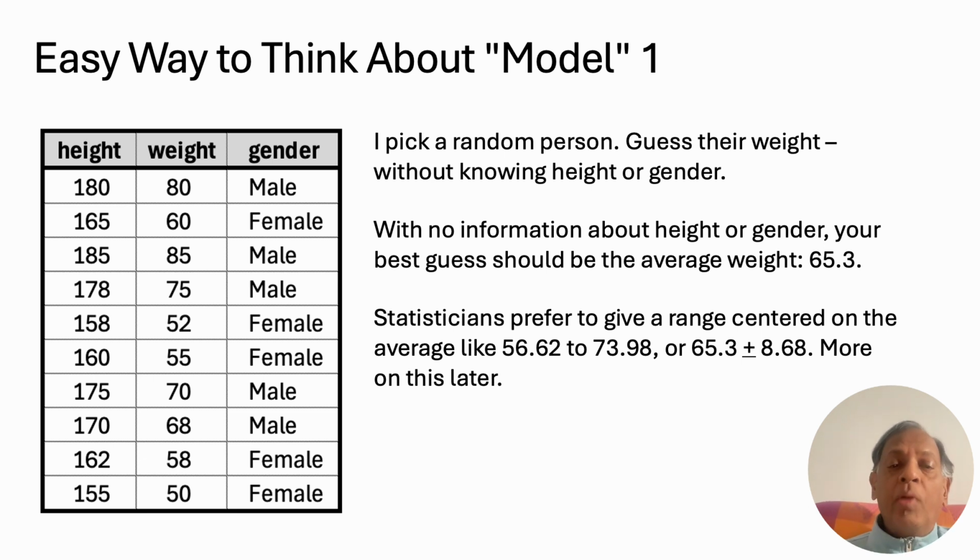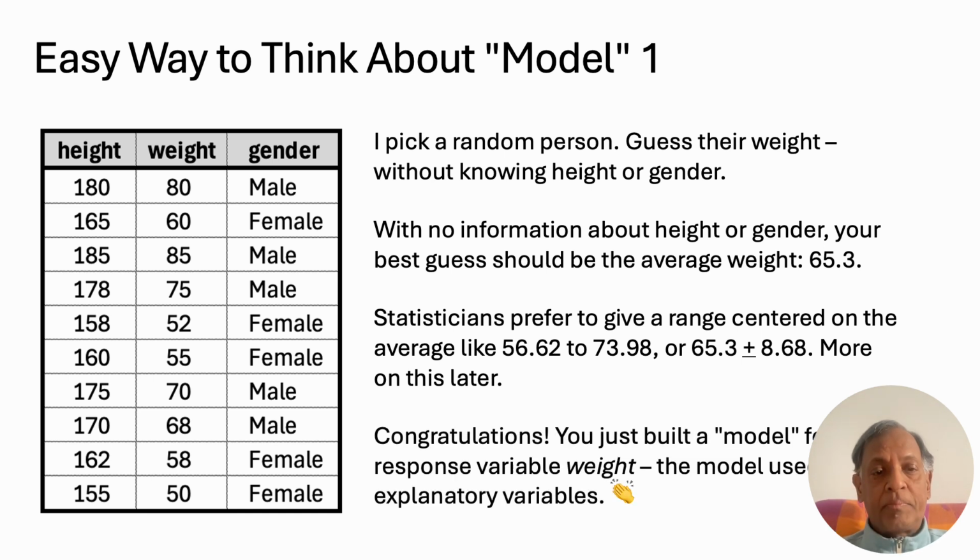Okay, but what we are saying effectively is that if you repeated the experiment many times with different samples, 95% of those samples will fall in this range, 65.3 plus minus 8.68, or alternately 56.62 to 73.98. The center of it is 65.3. Okay, that is what statisticians prefer, because we are always working with samples. We are never saying that this is the complete population.